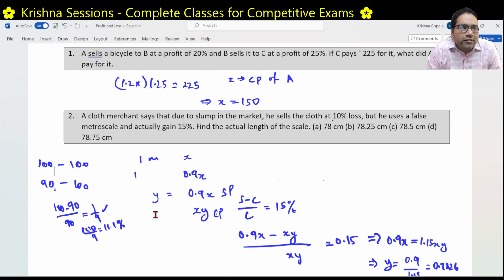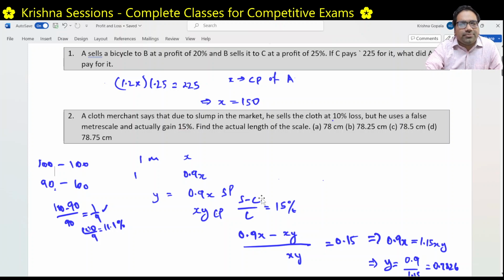Now, but in reality, for Y meters, what would it have cost? For 1 meter, if it is X, for Y meters, it will be XY, right? If 1 meter is X, then 0.5 meters will be 0.5x. 0.3 meters will be 0.3x. So for Y meters, it will be YX, which is equal to XY. So for Y meters of cloth, he's selling it as 0.9x, but in reality his cost price is actually Y into X. So XY is his cost price, 0.9x is his selling price. And what is he saying? Doing this, he's gaining 15%. That means his profit percent is 15%.